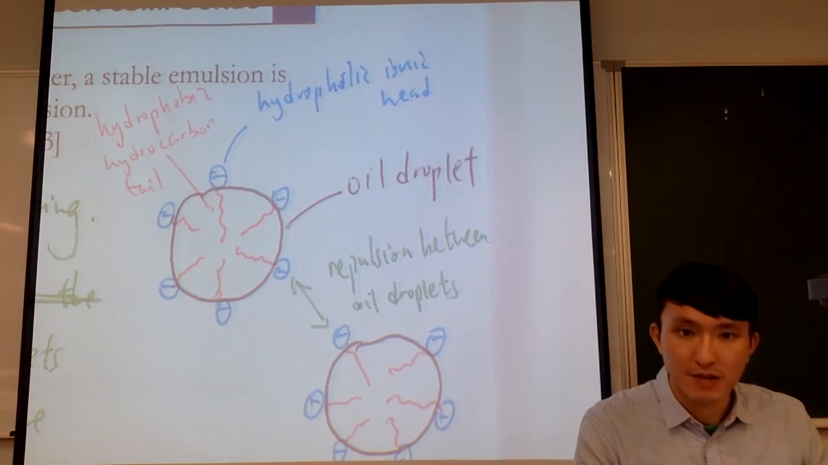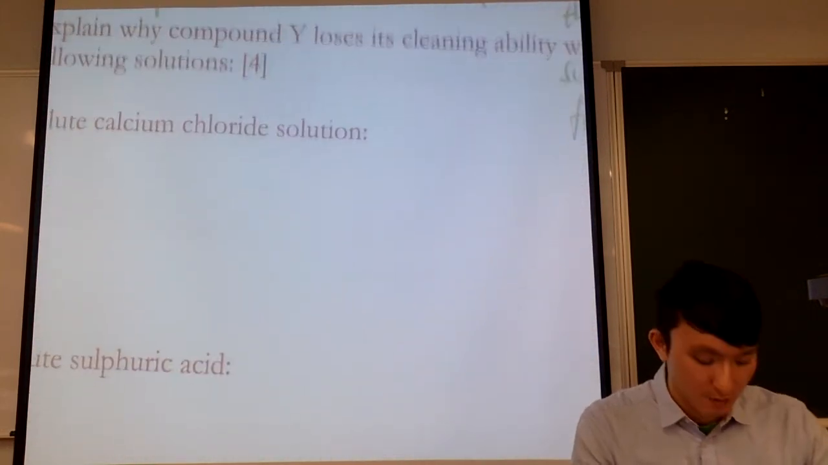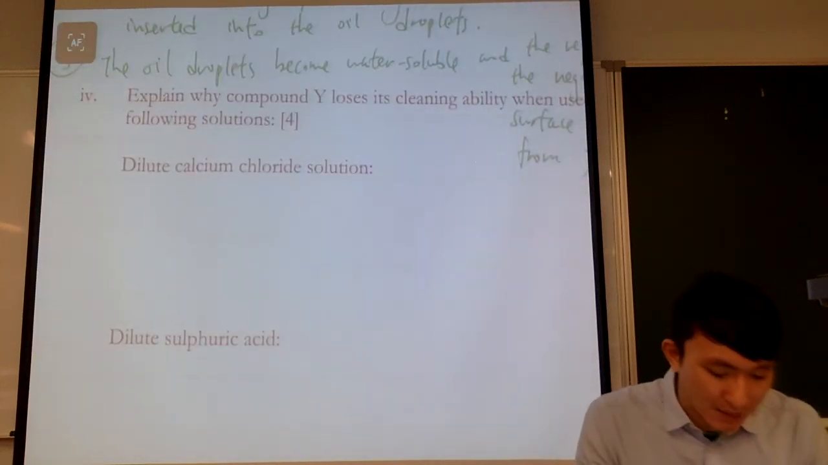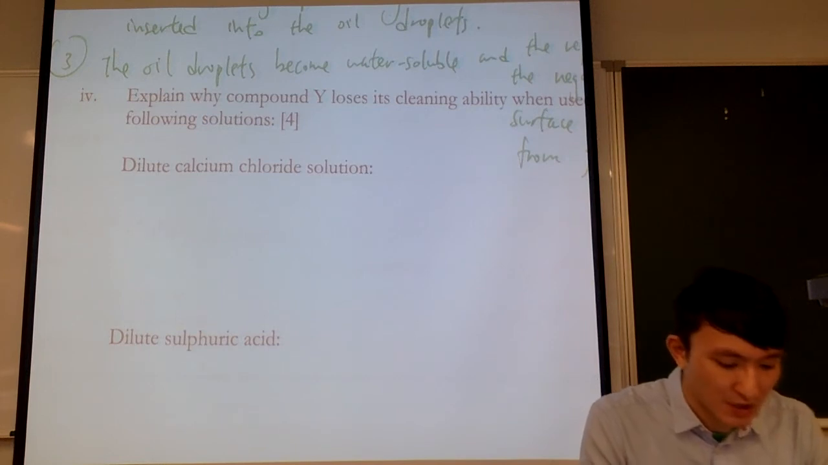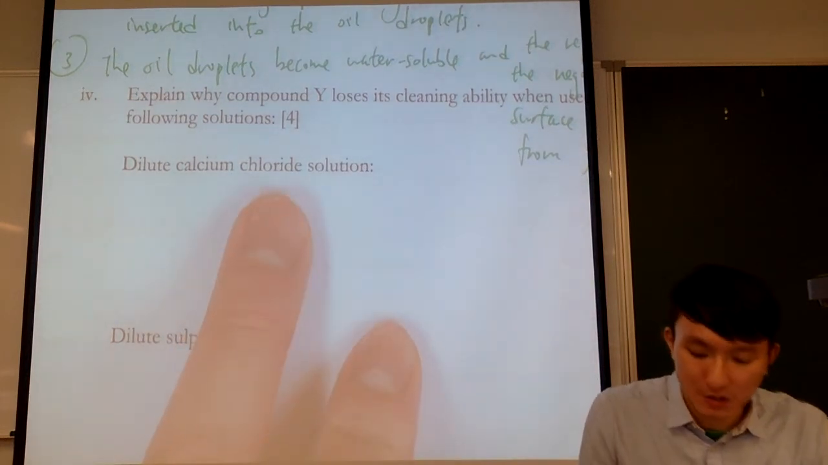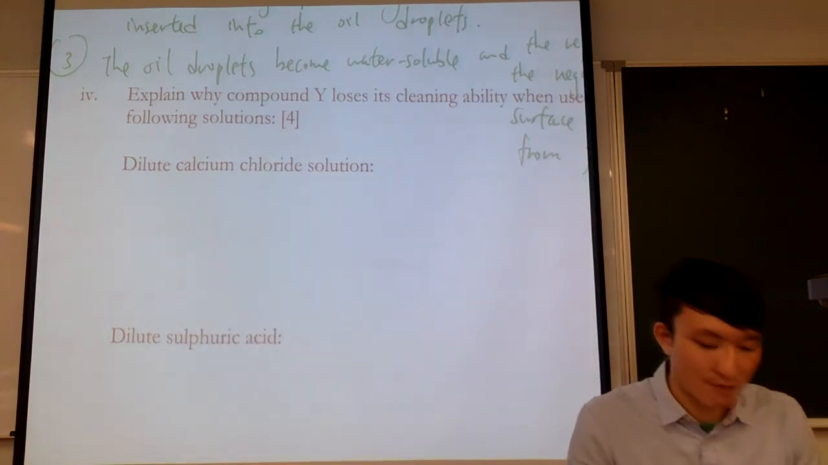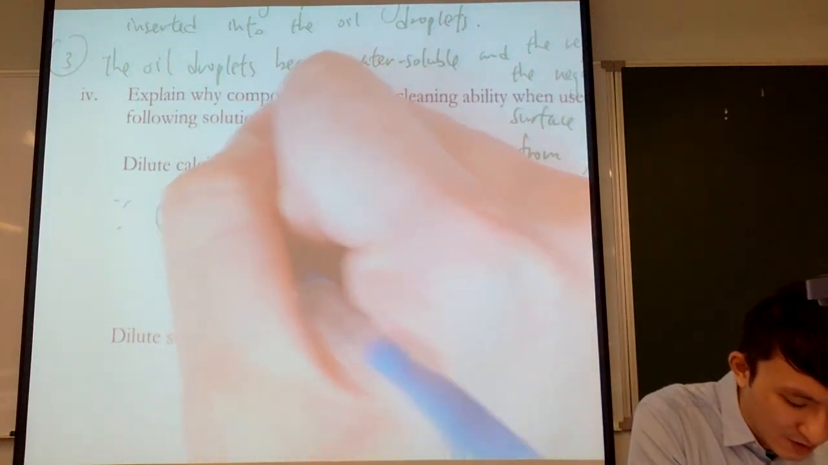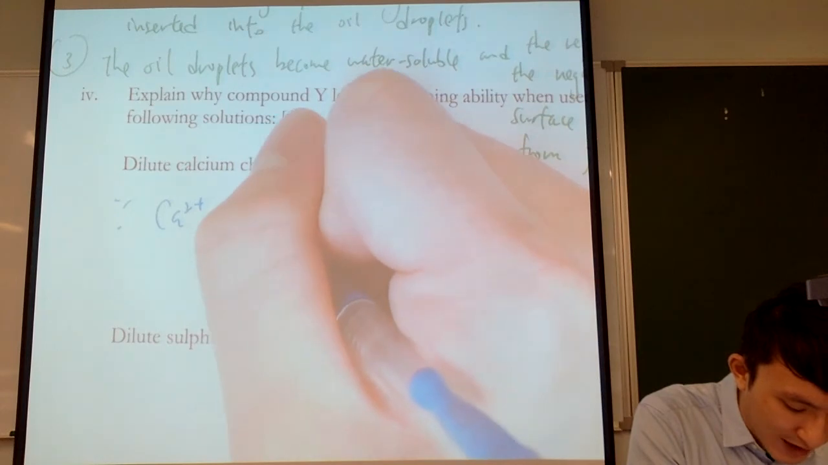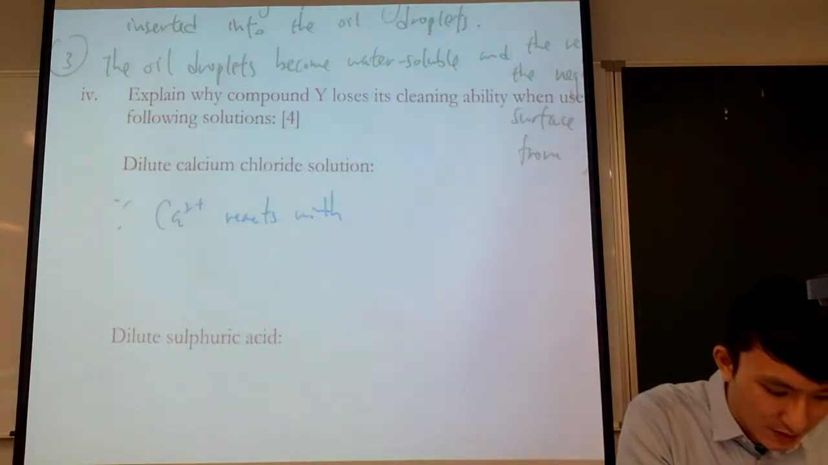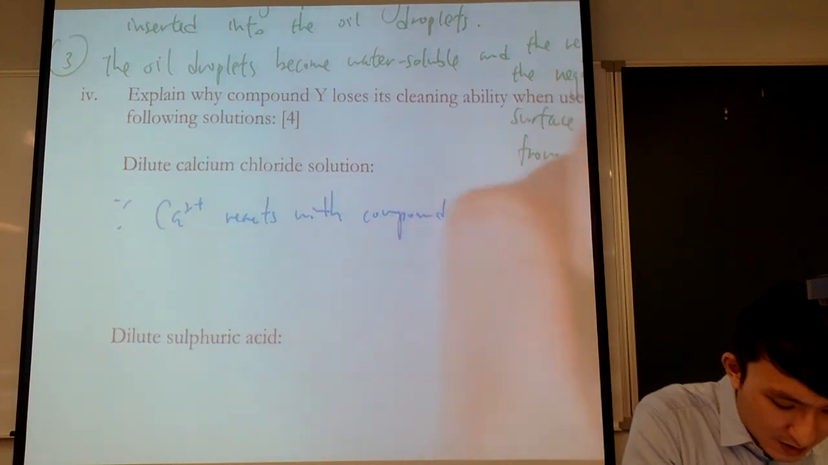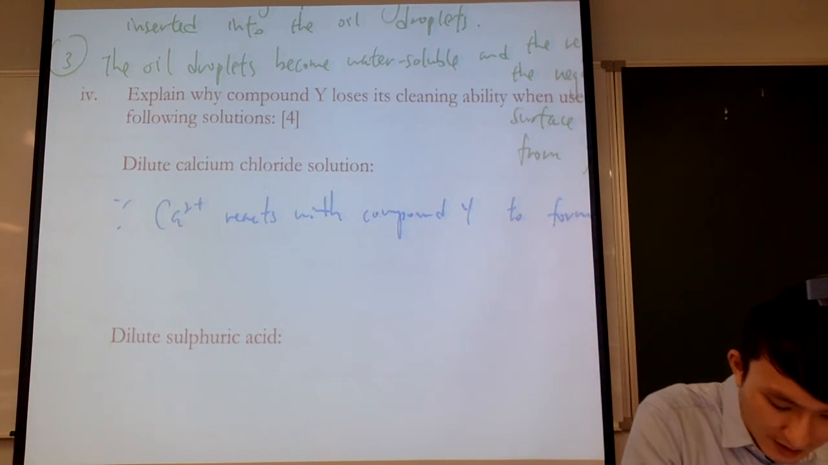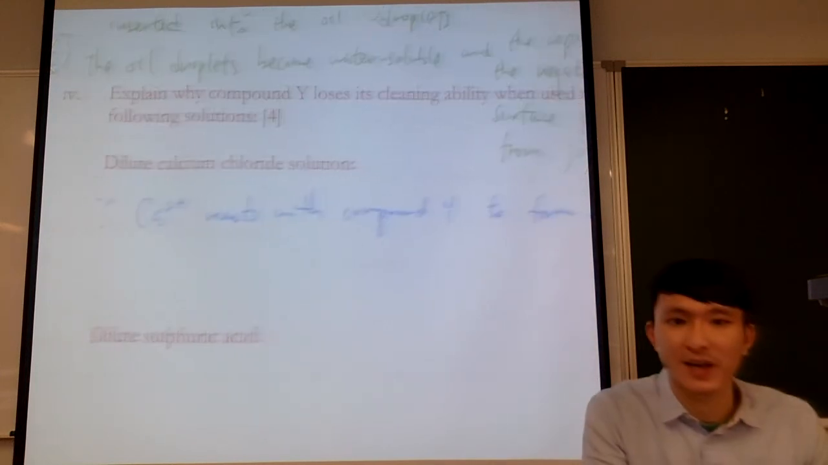Now, down here, explain why compound Y loses its cleaning ability when used together with the following solution. If we use it with calcium chloride solution, you know that it will form scum, right? Because calcium ion reacts with compound Y to form insoluble precipitate or form scum.